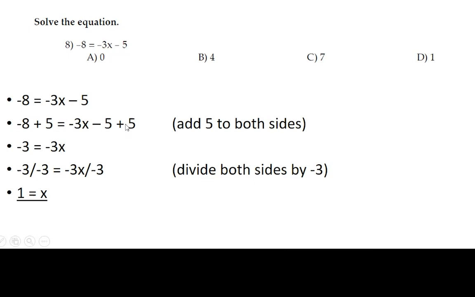On the right, the minus 5 plus 5 cancel away, leaving us with just the negative 3x. On the left, negative 8 plus 5 is negative 3. So we have negative 3 equals negative 3x. We want to get that x by itself. We need to undo multiplying by negative 3. So we divide both sides by negative 3. Negative 3x divided by negative 3 just leaves us with our positive x on the right. Negative 3 divided by negative 3 leaves us with positive 1 on the left. So our answer is x equals 1.